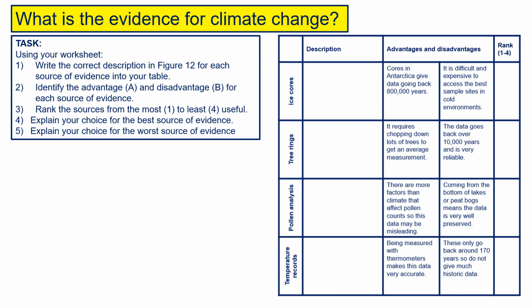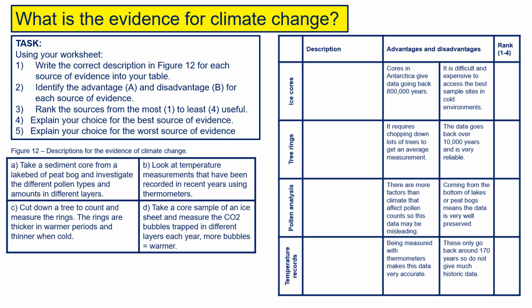So what I'd like you to do for me now is draw out this table on the piece of paper you're working on, and the first thing is I want you to write the correct description for ice core samples, tree rings, pollen analysis and temperature records. They are here. I then want you to look at the advantages and disadvantages and label them or highlight them, advantage or disadvantage, and then rank them 1 to 4.